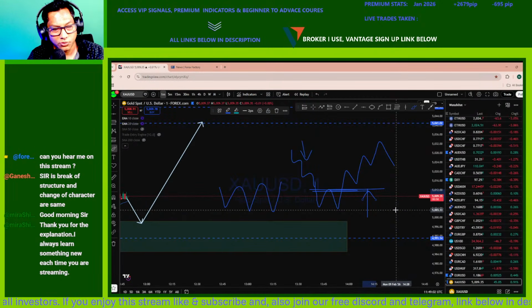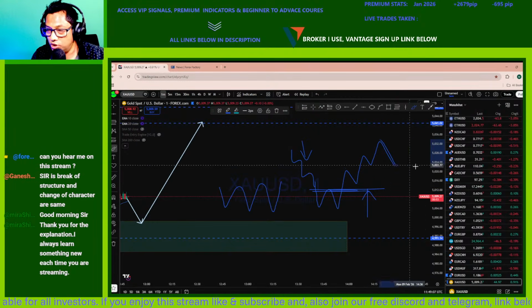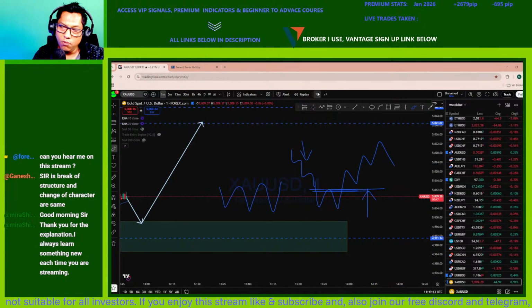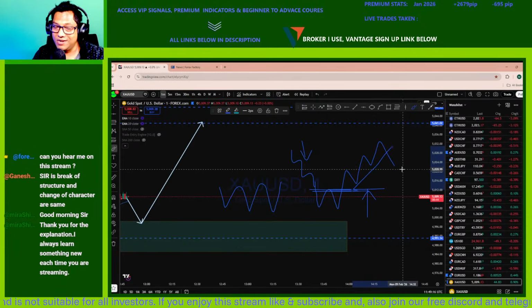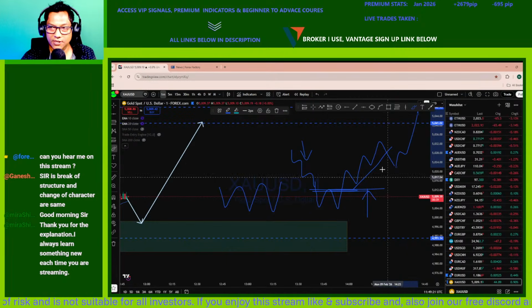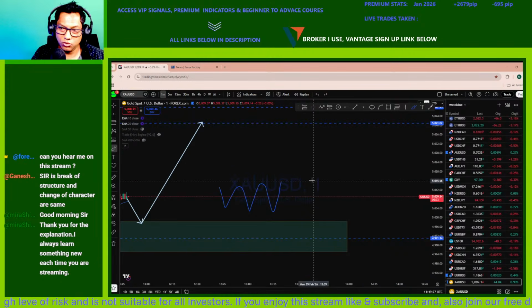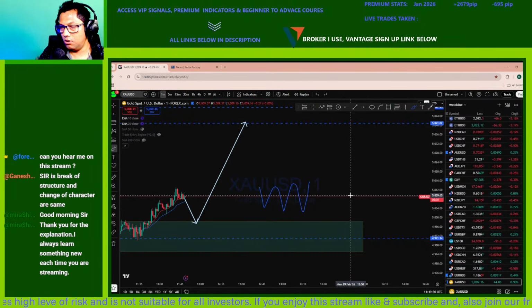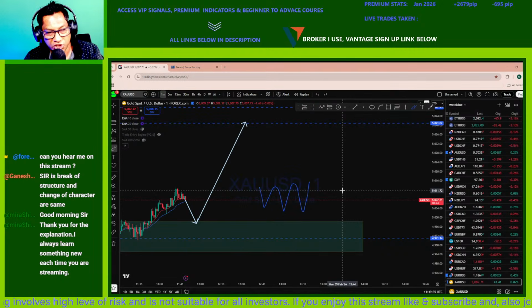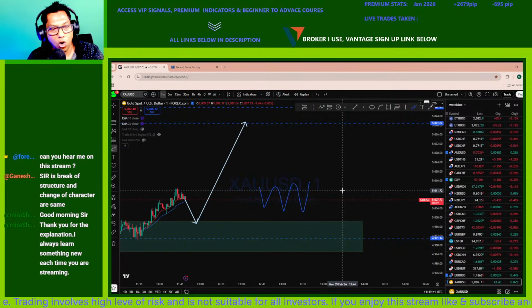When you see a breakup structure, the market is trending and it has just broken the previous swing low or the trend line, but doesn't necessarily change its trend. So that's it, BOS and CHoCH. CHoCH happens once when the market changes trend. Breakup structure can happen multiple times throughout the direction of the trend.